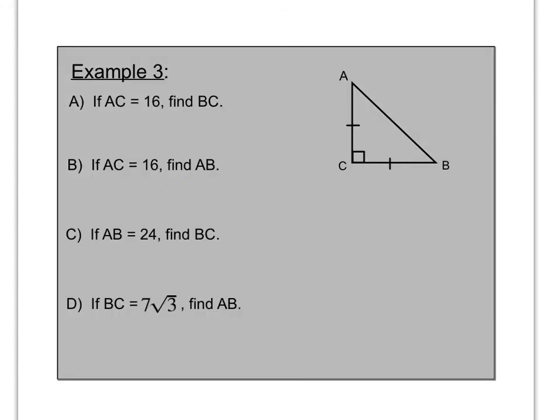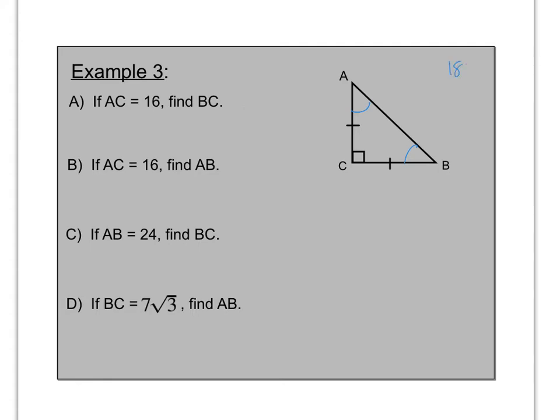Example 3. Do we even know if this is a 45, 45, 90 triangle? It doesn't say anything about being 45-degree angles at A or B, but think about this. The angles in every triangle add up to 180. In this case, if two sides are equal, this is an isosceles triangle. In an isosceles triangle, it will also have two congruent angles, and they're across from the congruent sides. So A and B should be congruent angles.